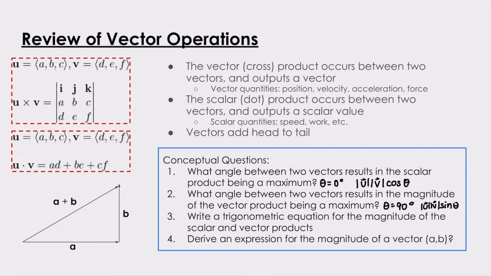So we already wrote for number 3 the trigonometric expressions for the magnitudes for both of them. And for the magnitude of vector AB, once again, just for review, we just look at the Pythagorean theorem. So we have A and we have B. So the magnitude of this vector would be the square root of A squared plus B squared. Just review from the Pythagorean theorem.